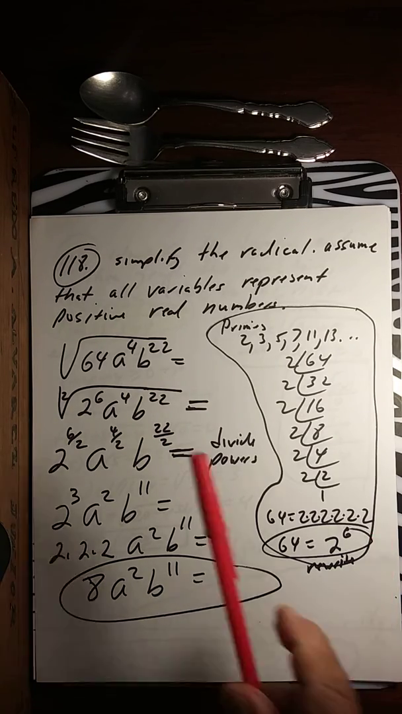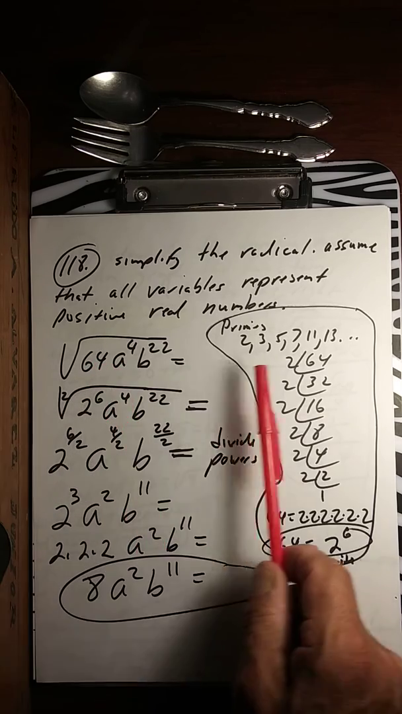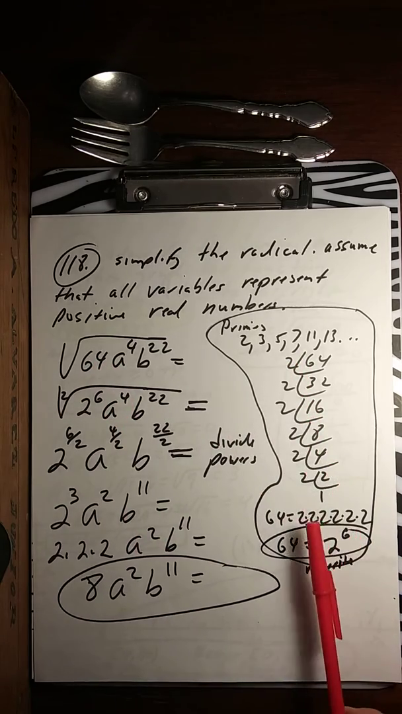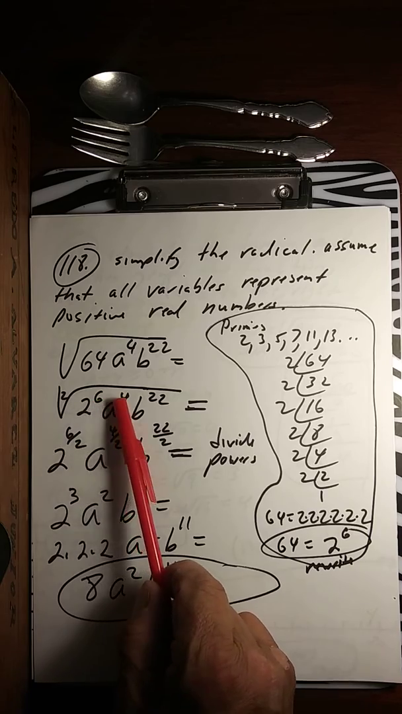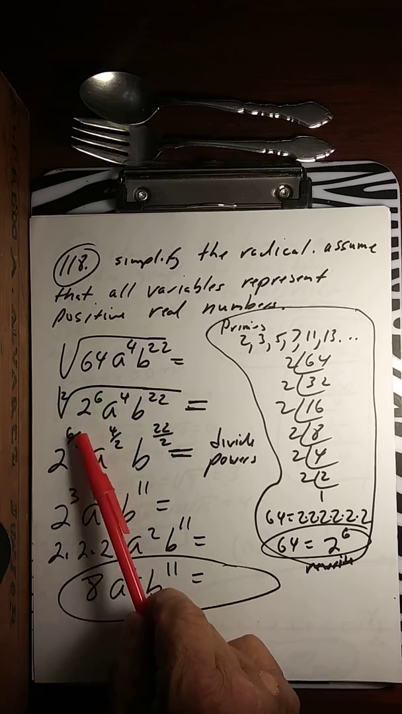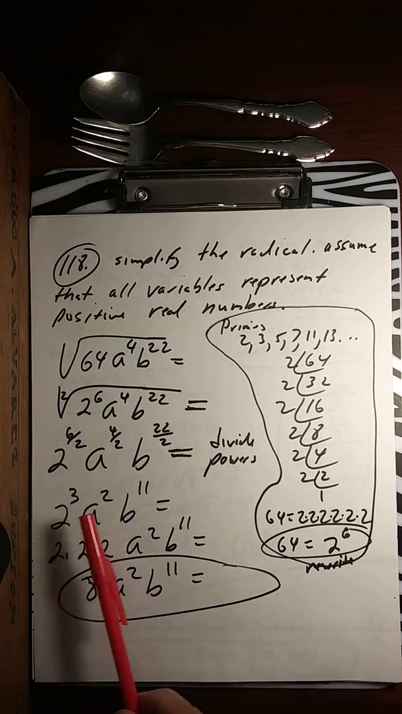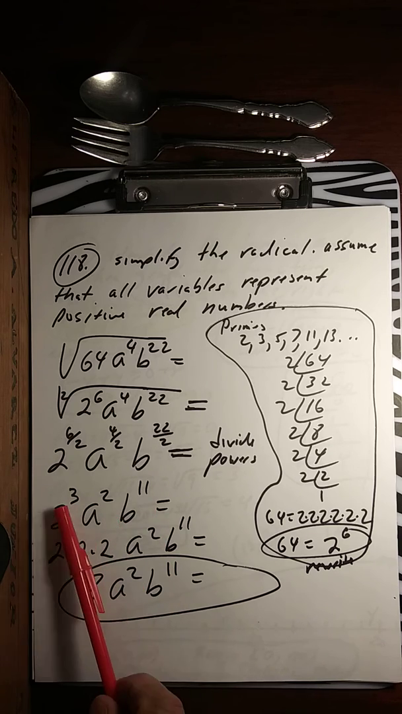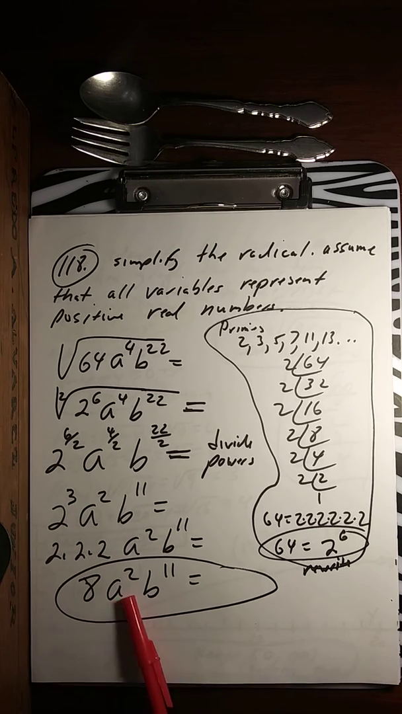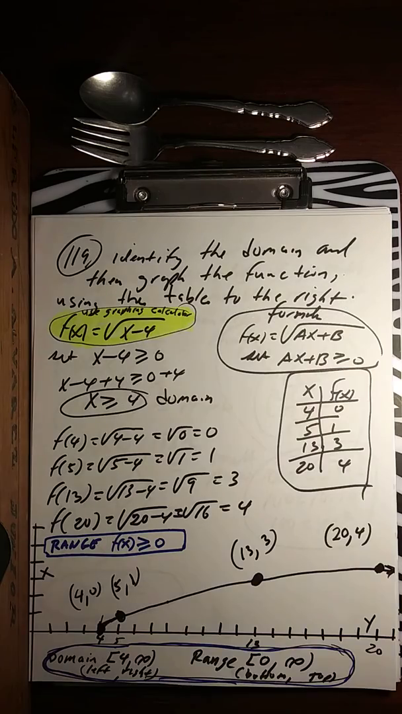Then provide the radical. 64 is 2 to the 6th power, and 8 to the 4 is 2 to the 2. Divide 2 into this number, 2 into this number, 2 into this number. So 3, 2, 11. 2 times 2 times 2 is 8. A squared, B to the 11. Identify the domain and range, then graph.